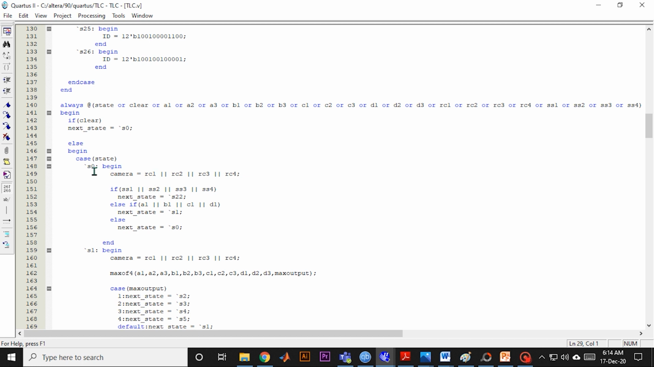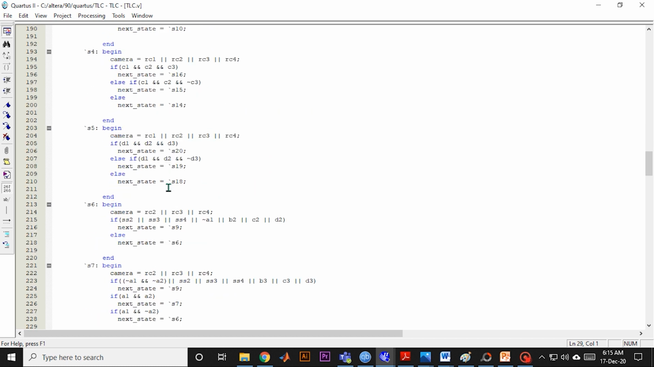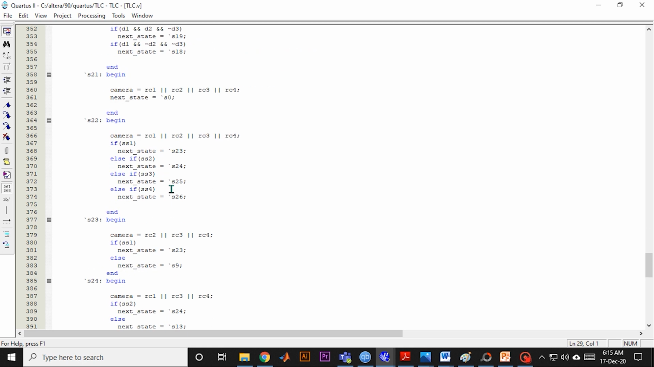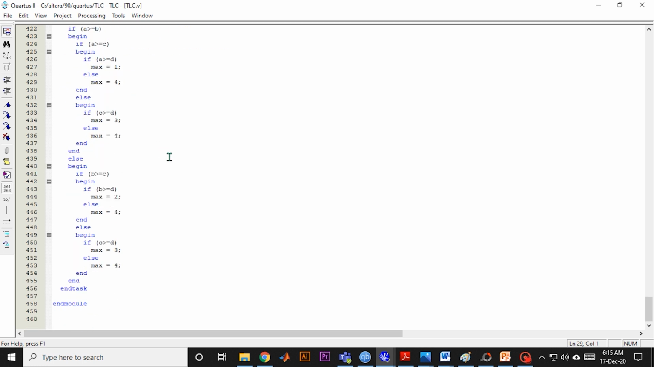For example, if you're talking about state 0, in state 0, if any of the sound sensors gets an output of 1, then we will move to state 22. And if any of the density tracking sensors gets an output of 1, then we will move to state 1. And if none is the case, then we will stay at S0. Similarly, the same logic is written for all the 27 states here. After that, we have a task in our code, and in state 1 we have to determine which road has the greatest vehicle density. To do that, this task is needed, and this is our final code.